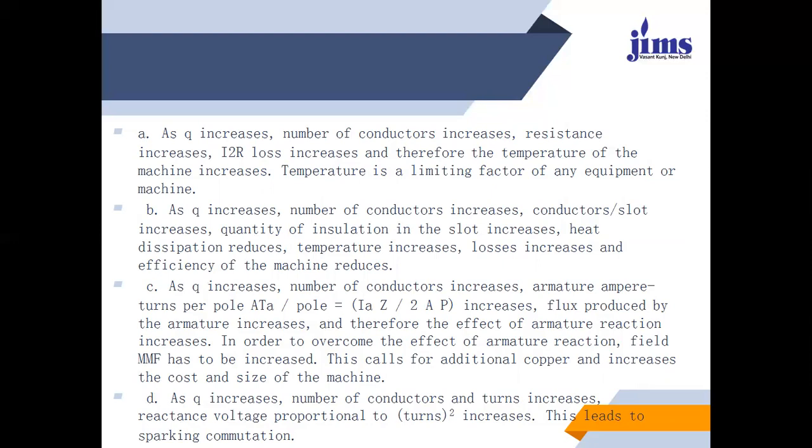As q increases, the number of conductors increases, and armature ampere turns per pole increase. Flux produced by the armature increases, and therefore the effect of armature reaction increases. In order to overcome the effect of armature reaction, field ampere turns have to be increased. This calls for additional copper and increases the cost and size of the machine. As q increases, the number of conductors and turns increases, and reactance voltage, proportional to turns square, increases. This leads to sparking at the commutator.